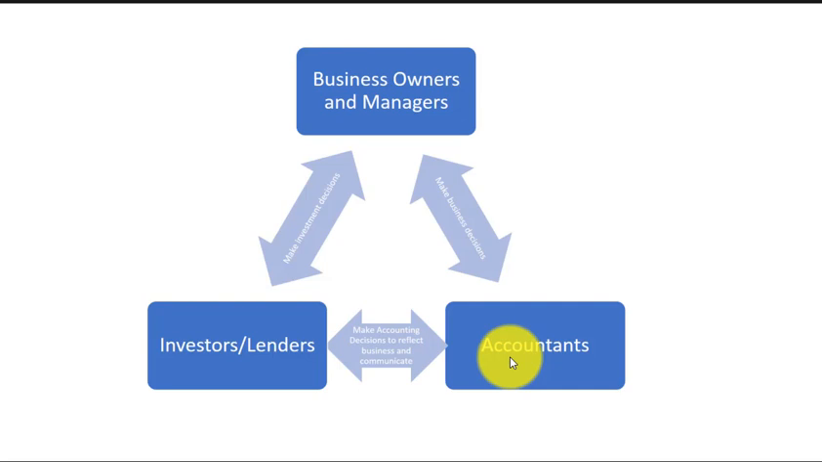And they're going to translate those decisions into accounting decisions to reflect that business and then communicate that to investors and lenders. That's what accountants do. They translate business decisions into accounting decisions, which then get summarized and communicated to investors or lenders for their decisions. Then they make investment decisions. They decide whether to invest in one company, to stop investing, to invest more, that sort of thing. And other people are involved in making decisions.